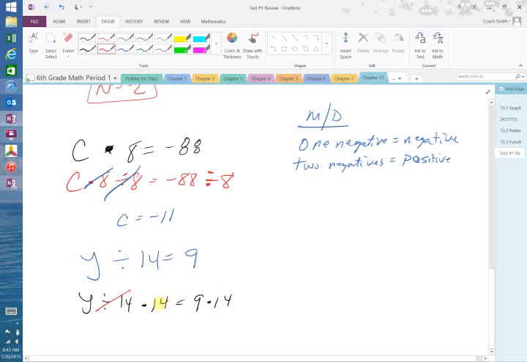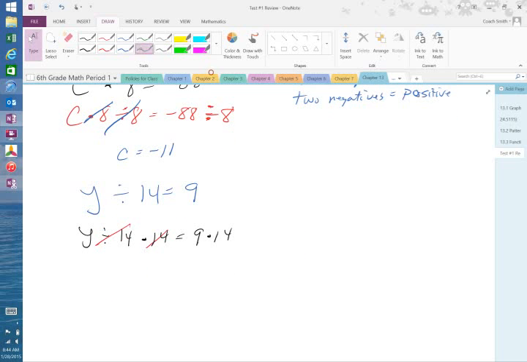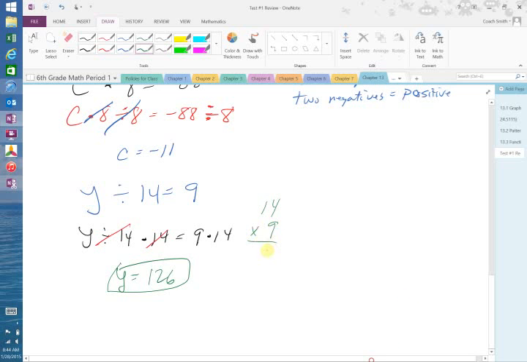Left side, they cancel. So that gives me y is equal to, what is 9 times 14? Isaiah? 126? That is correct, 126. So all we did is just 9 times 14. That's 6, carry my 3. 9 times 1 is 9, plus 3, it'd be 12, so 126. All right, move into some more difficult ones here.